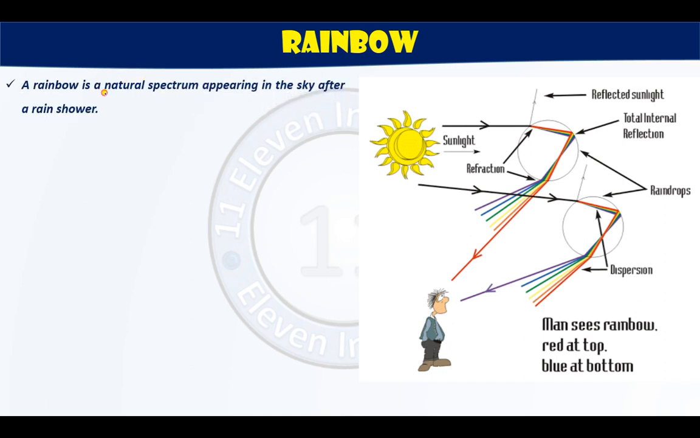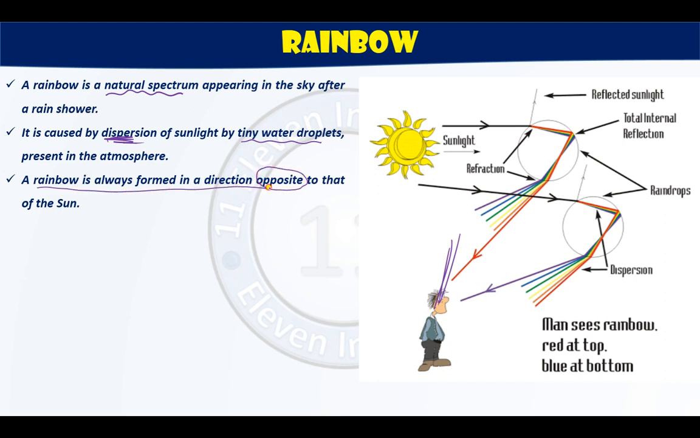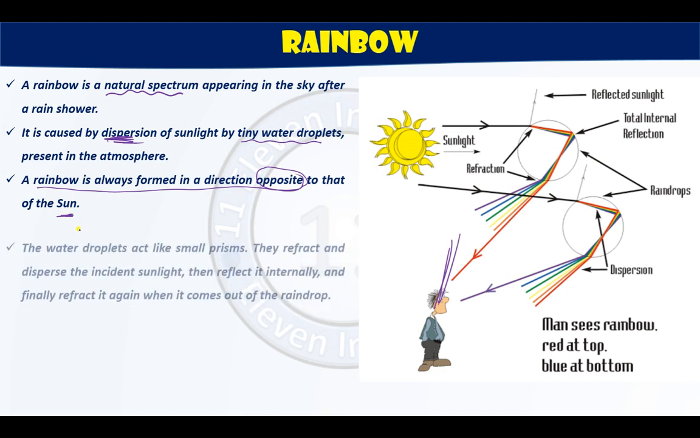A rainbow is a natural spectrum appearing in the sky after a rain shower. We very well know that a rainbow is not seen on just any summer day. Right? It is caused by dispersion of sunlight by tiny water droplets present in the atmosphere. Right? What happens? Dispersion of sunlight. By whom? By the tiny water droplets. A rainbow is always formed in the direction opposite to that of the sun. This also I have mentioned. Whenever you will see a rainbow, here is the rainbow, and the sun will be always behind you. Right? The rainbow will be always formed in the direction opposite to that of the sun.